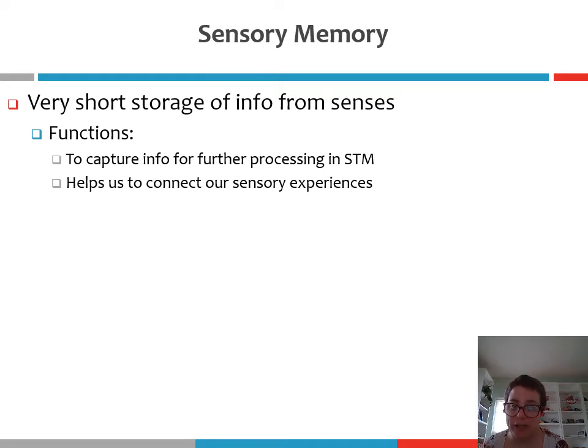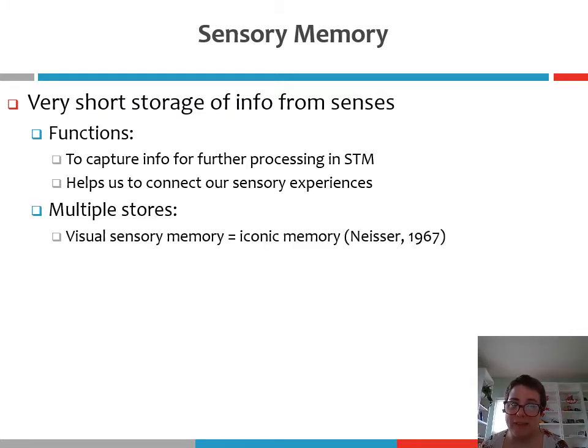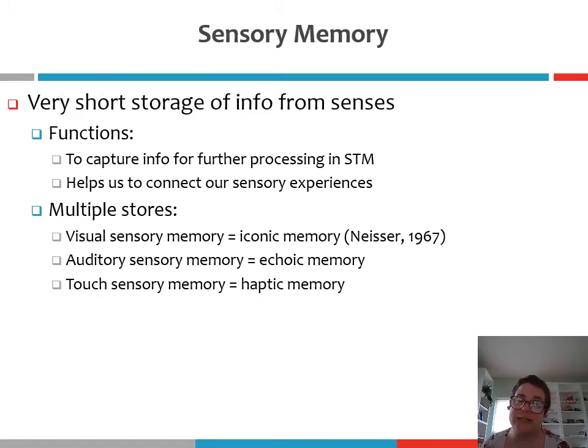We'll see in just a second when I talk about persistence of vision that one of the main functions of sensory memory, or one of the main artifacts or byproducts of sensory memory, is that we can connect our sensory experiences. So like I said last time, we can talk about 3 different sensory memory stores. We can talk about iconic memory for visual information, echoic memory for auditory information, and haptic memory for tactile or touch-related information.